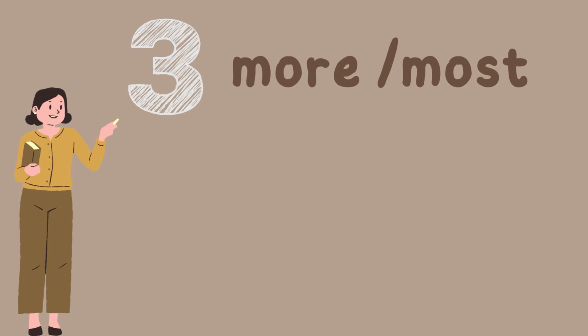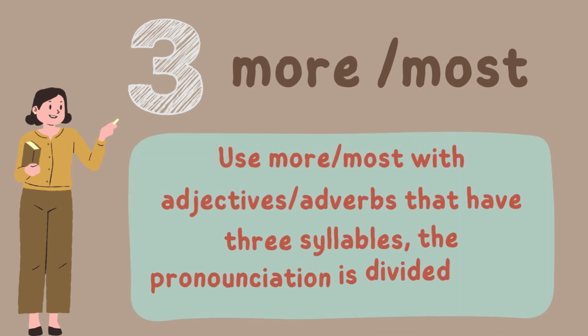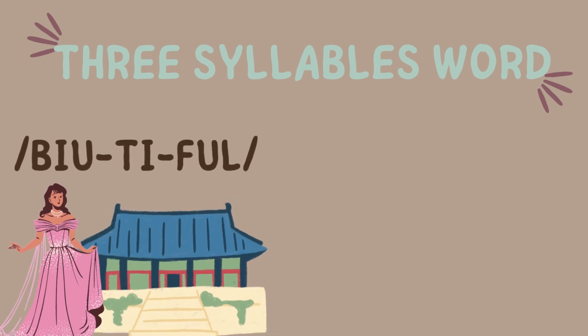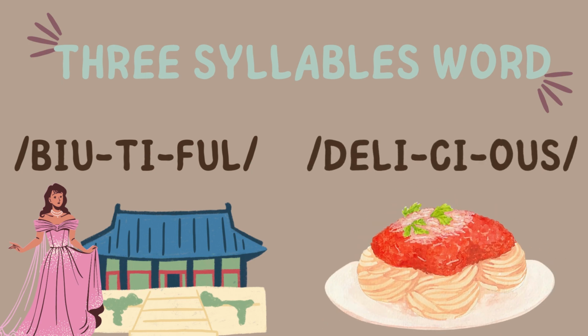Number 3. When we have to use more or most. We have to use more or most with adjectives or adverbs that have three syllables. The pronunciation is divided into three. Examples of three-syllable words are beautiful, beau-ti-ful, and delicious, de-li-cious.